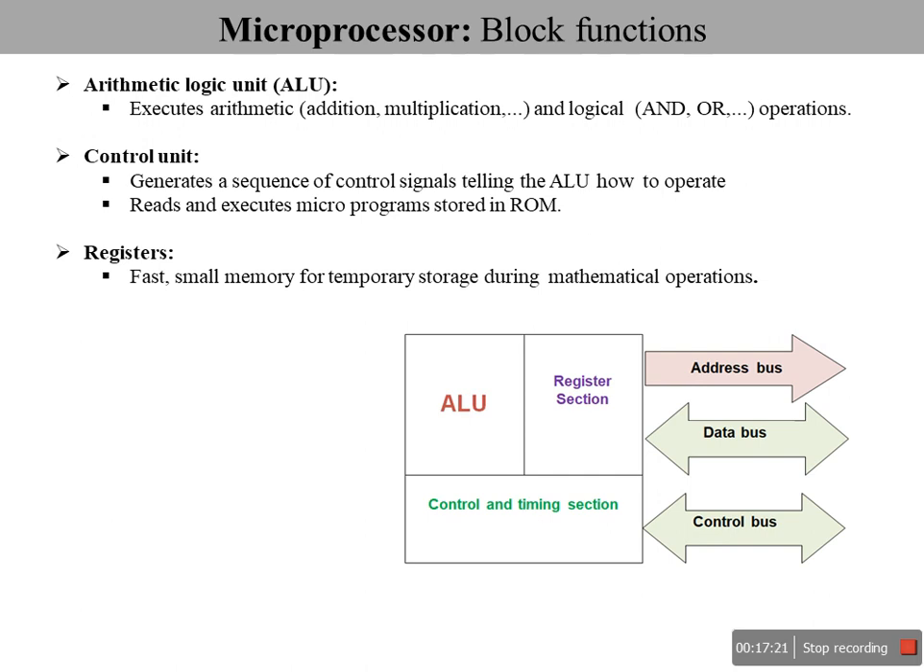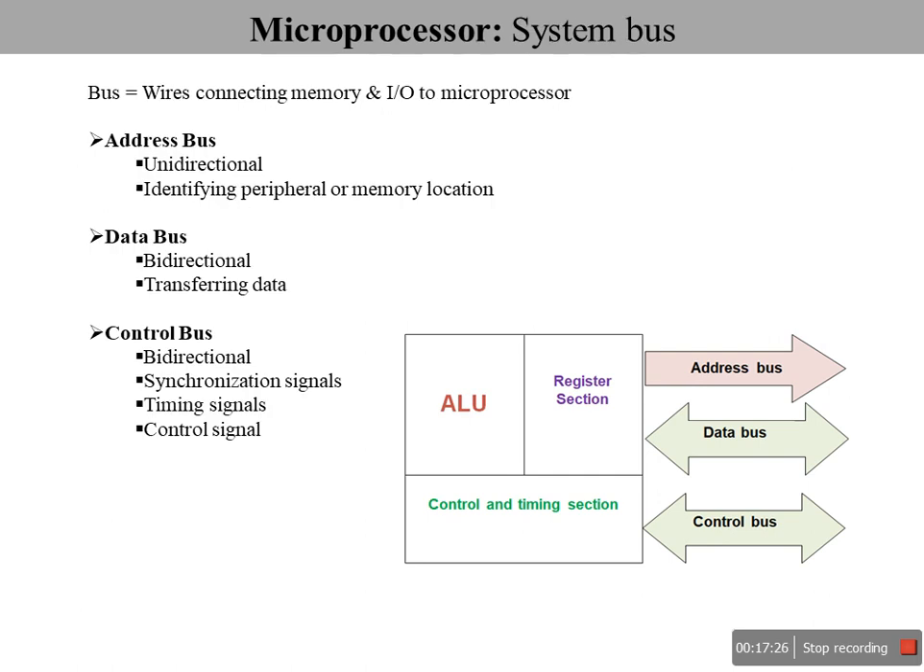Then next, coming to the buses, let us see. A microprocessor needs to interact with the external world, for example, interfacing a keyboard. If you want to type something in WordPad, you have to type it through a keyboard or a mouse. These are IO devices, input output devices. So the microprocessor has to interact with the external world, right? For that we use buses. What is a bus? A bus is wires connecting memory or IO devices to a microprocessor.